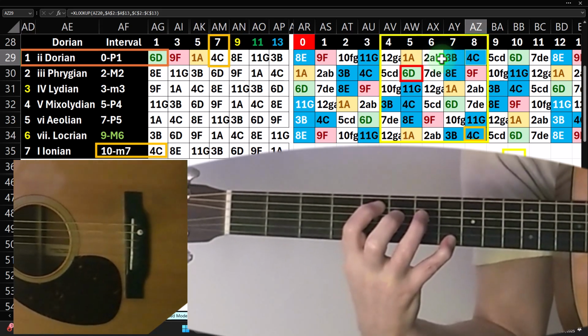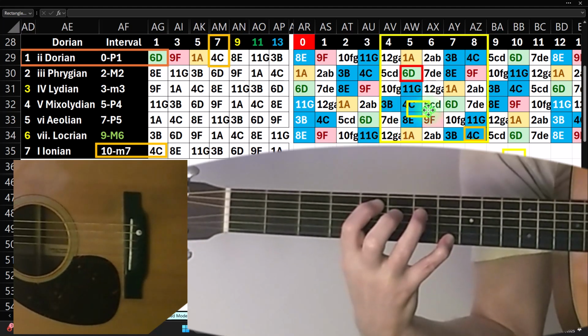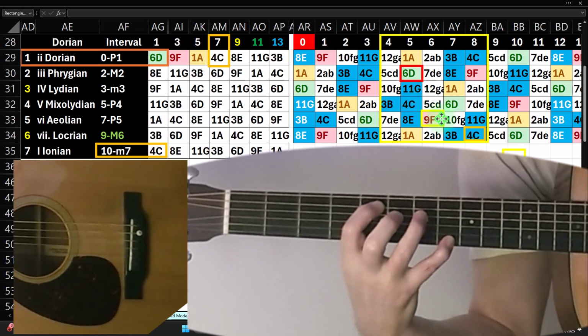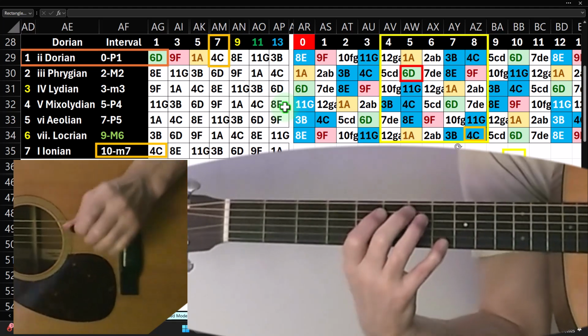Or I can count it out that way and say we've got 5, 10, 15 going this way. I could bring it down: 15 minus 12 is 3, plus another 5 is 8, 9, 10. Boom. There it is. Dorian.